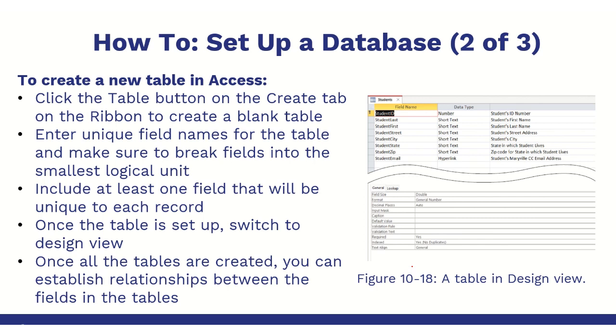Since we are talking about Access, how do you create a new table in Access? You click the Table button on the Create tab on the ribbon to create a blank table. Enter unique field names for the table and make sure to break fields into the smallest logical units. Include at least one field that will be unique to each record. Once the table is set up, switch to Design View. Once all the tables are created, you can establish relationships between the fields and the tables. So these are the brief steps to establish a table in an Access database.